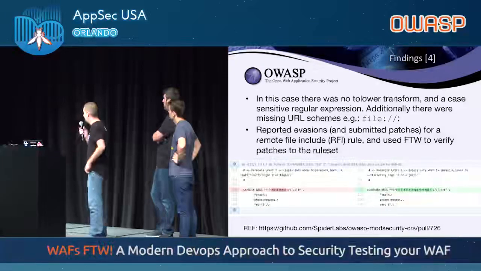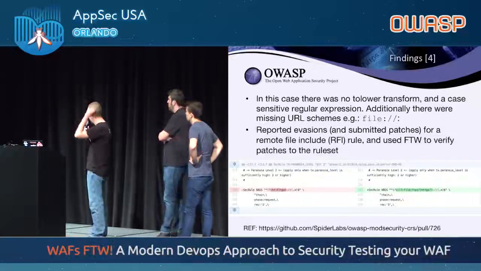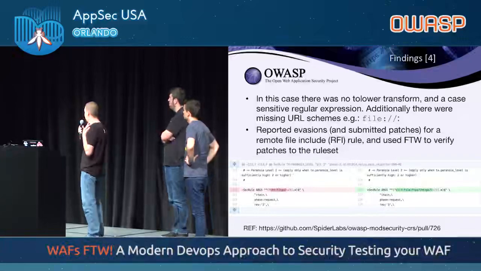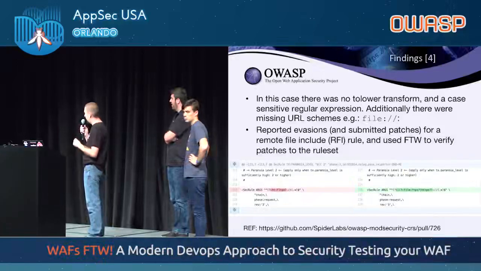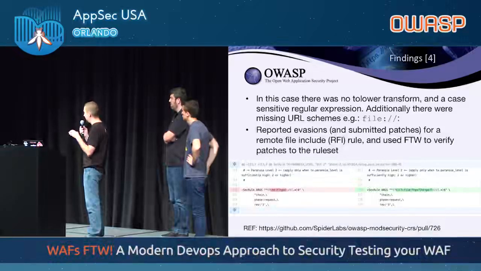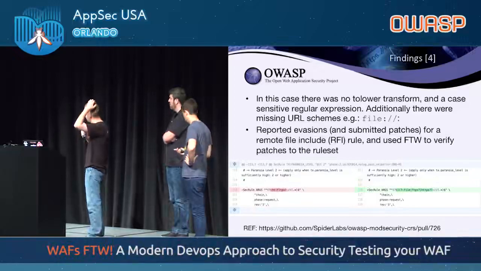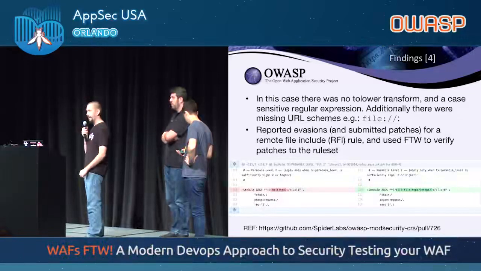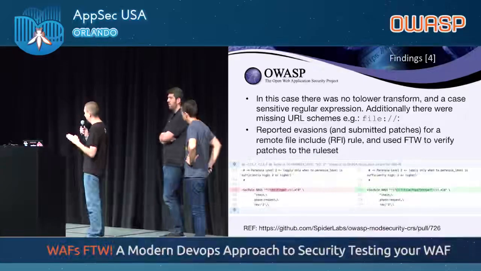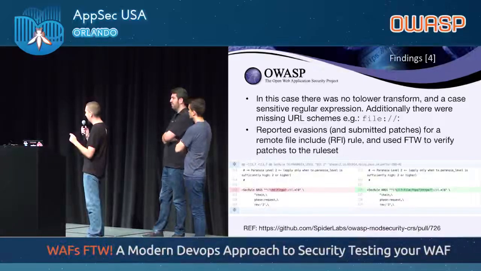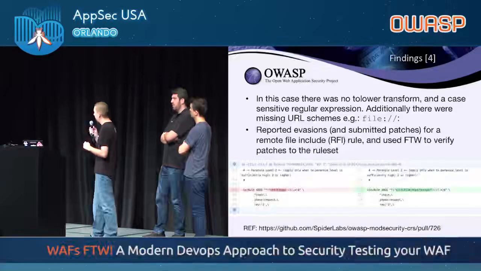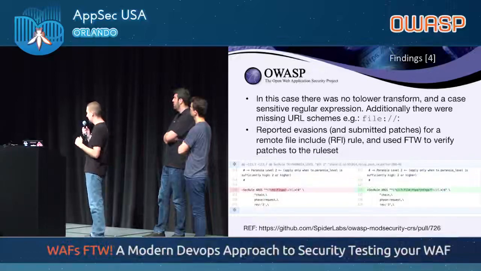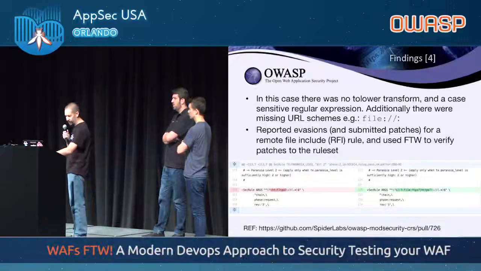With this one, this was a real file include evasion that was found. There are two problems with this one. The URL schemas were incomplete, so it was missing file. And it was also a case-sensitive regular expression. So you're able to bypass the rule by using an uppercase HTTP instead of a lowercase HTTP. There are two changes we submitted here: to make it case insensitive, and we also added the additional file schema.